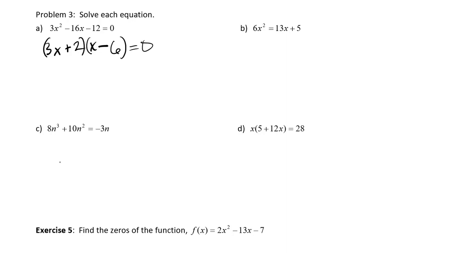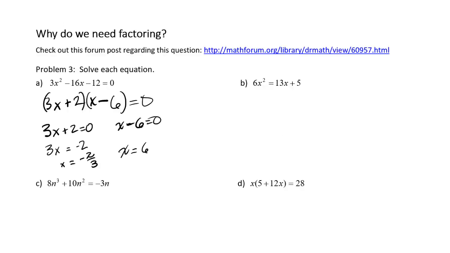So now we have to set those factors equal to 0. Do not forget that part. I've lost points on tests myself for forgetting that last part. So 3x plus 2 equals 0, and x minus 6 equals 0. That will give me 3x equals negative 2, and x equals negative 2/3. The other solution is x equals 6.